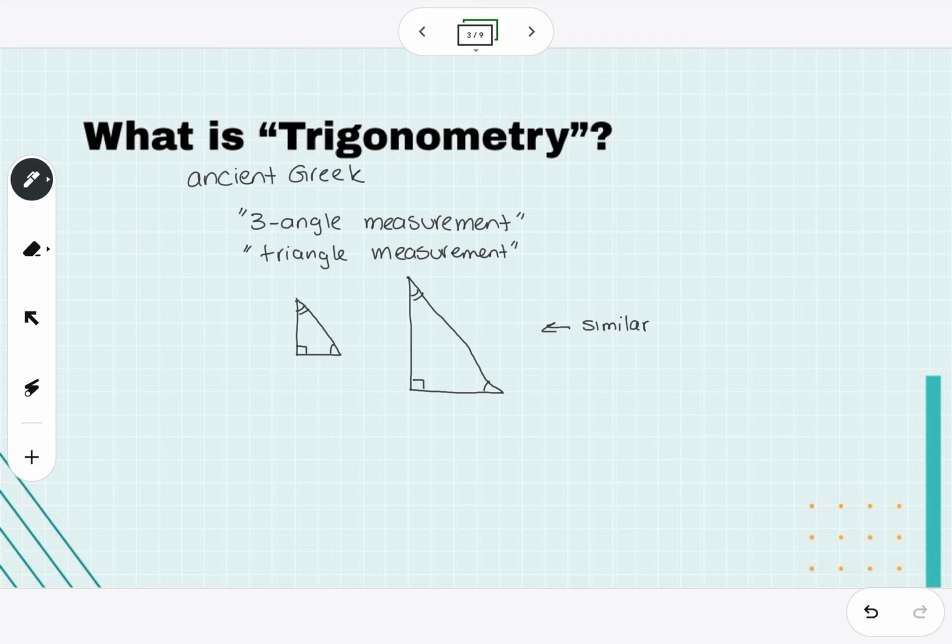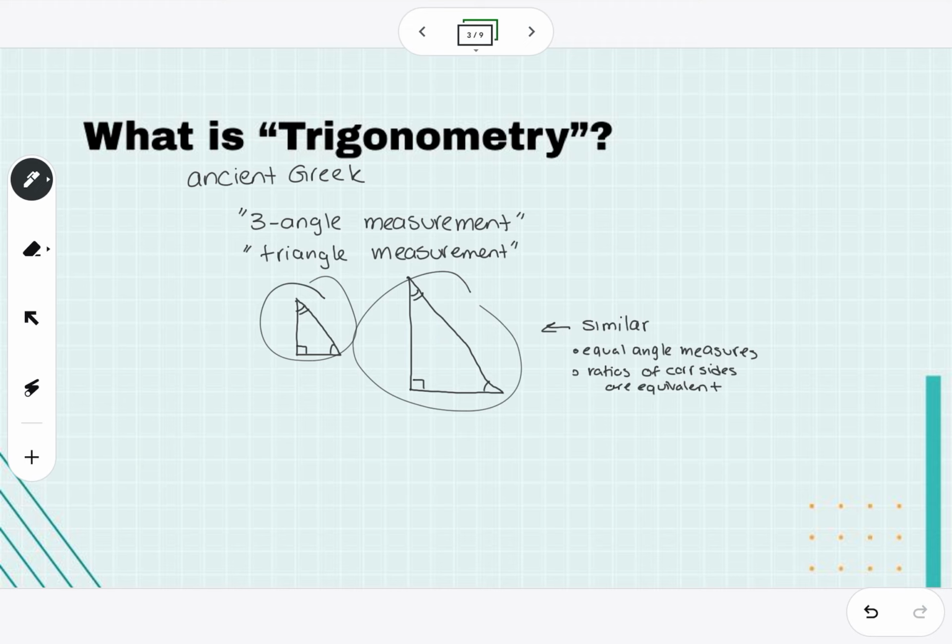So these trig ratios kind of come from similar figures. For similar figures, we know we have equal angle measures, and the ratios of corresponding sides, the ratios are equivalent. So the ratio of the hypotenuse on this one to the hypotenuse on this one, it's going to be the same as the ratio of the shortest leg on this one to the shortest leg on this one.